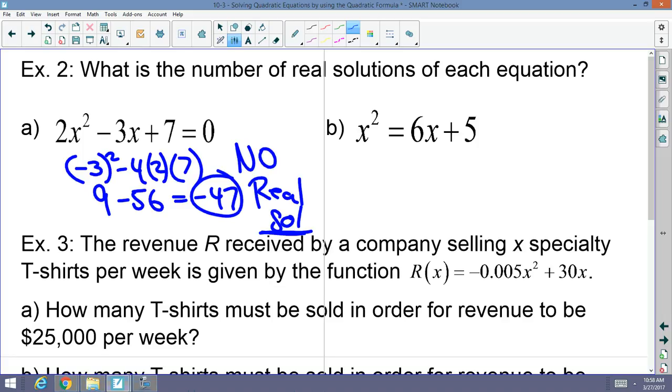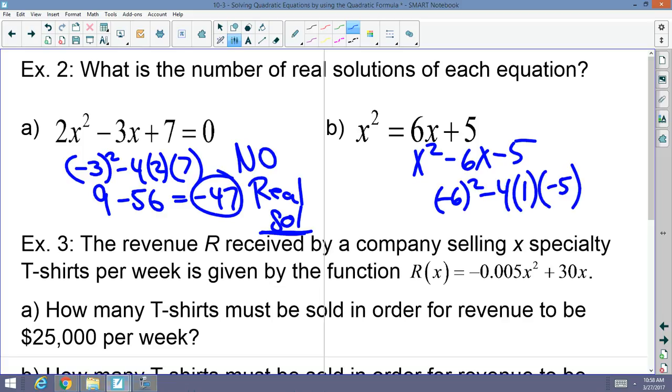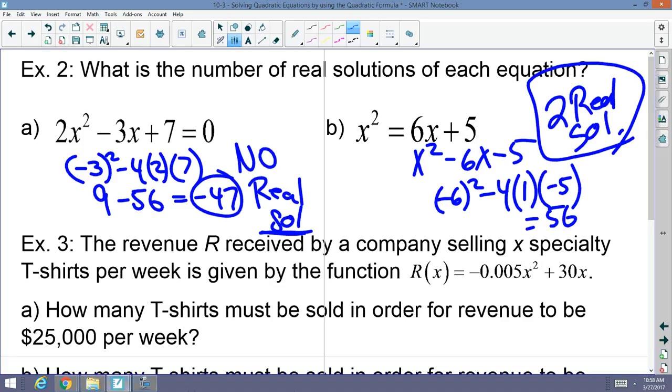For B, first put it into quadratic form, standard form. Okay, now I want to check how many solutions this has, if any real solutions. So b squared minus 4 times a times c. That's positive 36 plus 20. Yeah, that's 56. So I've got 2 real solutions. That's the beauty of the discriminant.